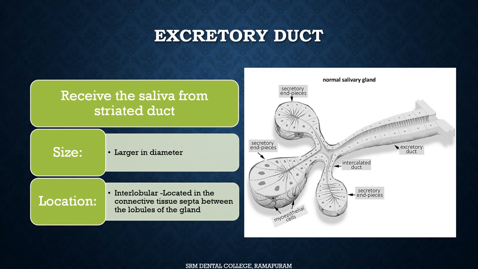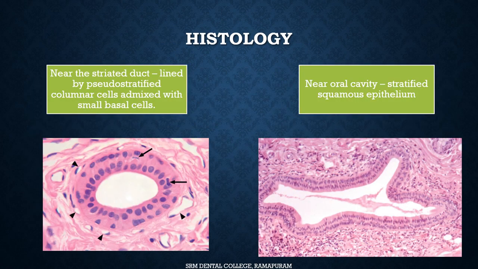Coming to your terminal excretory duct, your excretory duct receives saliva from your striated duct. So, saliva that is produced in your acini moves from the acini to your intercalated duct. From the intercalated duct, it moves to your striated duct, and from the striated duct, it finally moves on to your excretory duct. The size of this duct is larger when compared to your striated duct, and it is located in the interlobular location. That is, it is located in the connective tissue septa between the lobules of your salivary gland. So coming to the histology of your excretory duct, near the striated duct, your excretory duct is lined by pseudostratified columnar epithelial cells, while as it nears the oral cavity, the epithelium changes to stratified squamous epithelium.